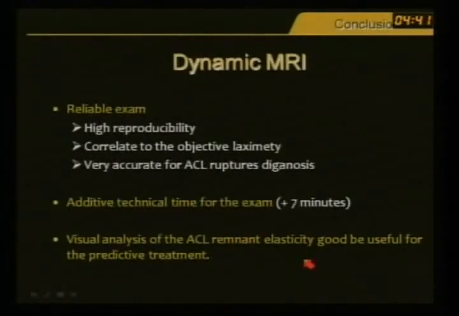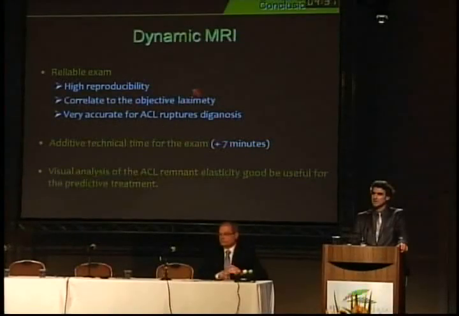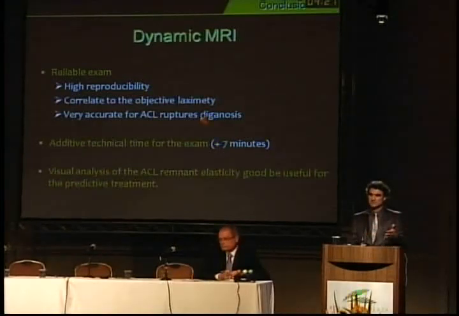So as a conclusion, we can say that this dynamic MRI has a good reproducibility. It's really easy to do. It could be accurate for ACL rupture, and I think that the more we make analyses of partial tears, the more accurate we will be in the diagnosis of a good remnant and a bad remnant.